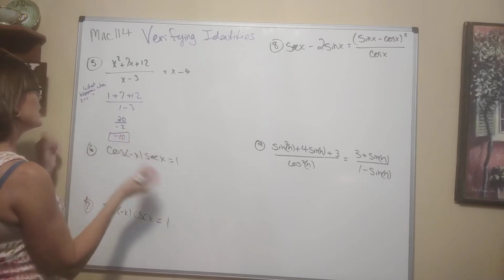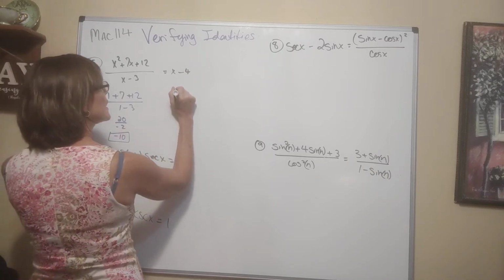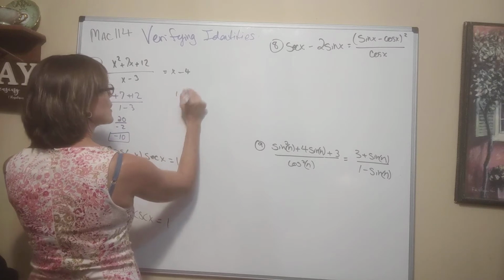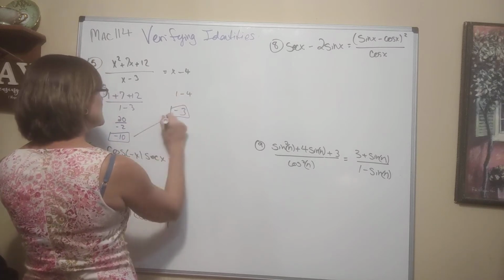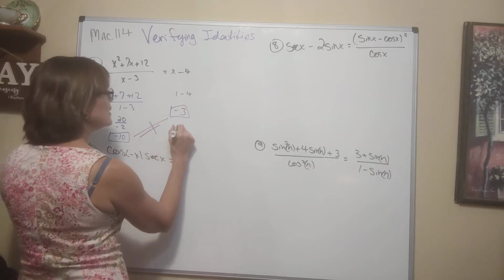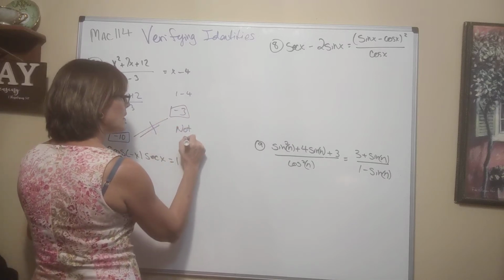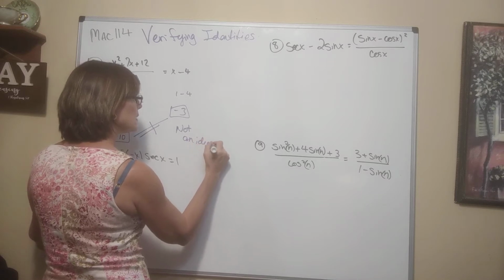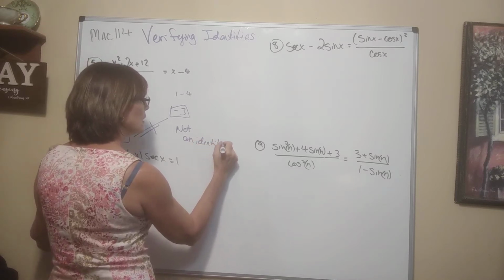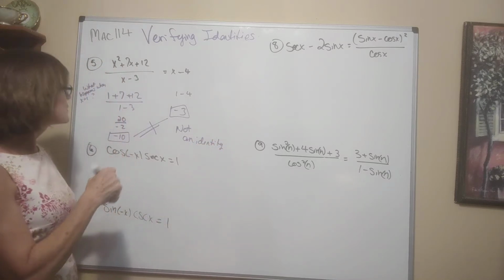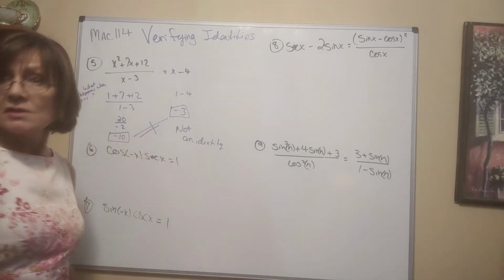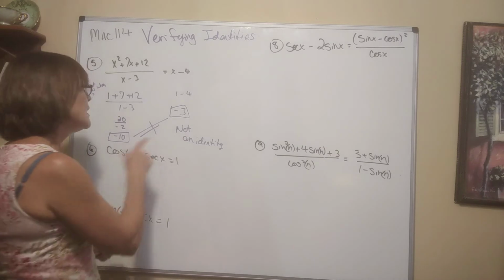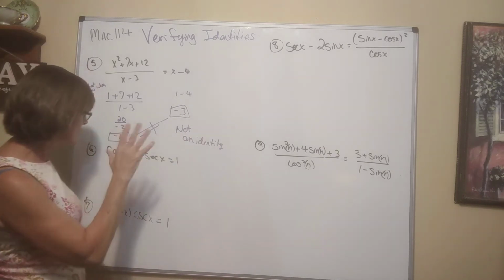When x is 1 over here, I'll get 1 plus negative 4, which is negative 3. Oh, this does not equal this, so it's not an identity. If I chose 1 and for some reason it worked, then I would choose another value for x and see if it still worked. But this one, not an identity. We are sure of that.